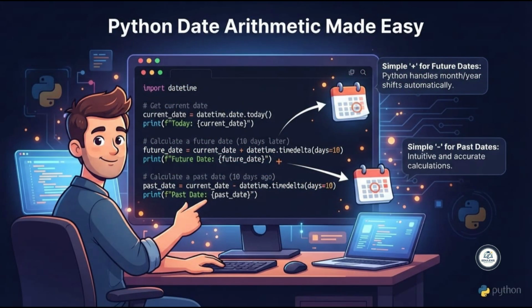Look at how clean this code is. We take our current time object, use a simple plus sign, and add a timedelta of 10 days. Python handles all the calendar heavy lifting automatically, including shifting to the next month or managing leap years. To find a past date, you simply use the minus sign instead. It behaves exactly like standard math, which makes it very intuitive.